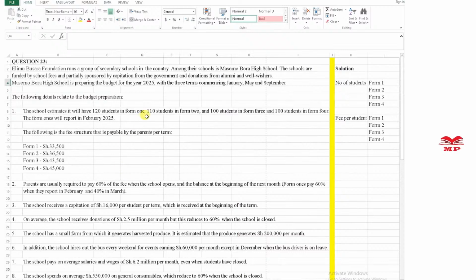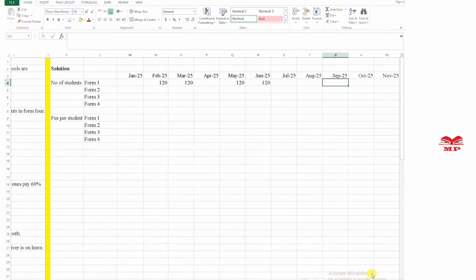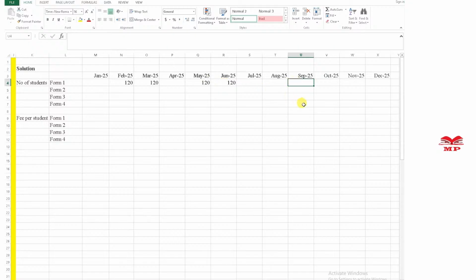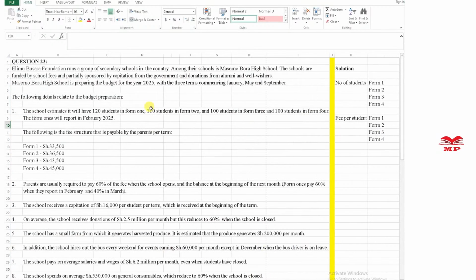So we're saying that with the 3 terms commencing January, May, and September. So this is May and September. So 120, 120. Let's just make sure that the Form 1s will report in February, following the fee structure that is payable by parents per term. So now let's analyze, first of all, we finish off this segment that relates to part 1 over here.